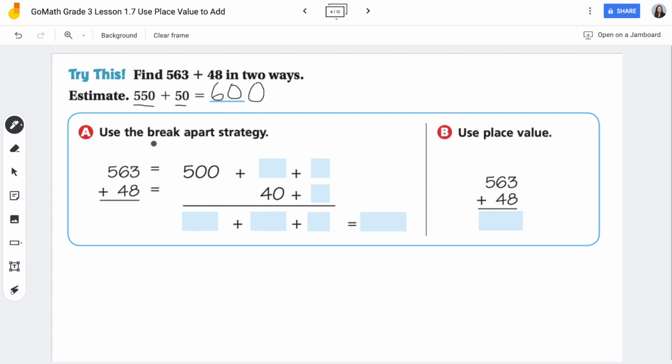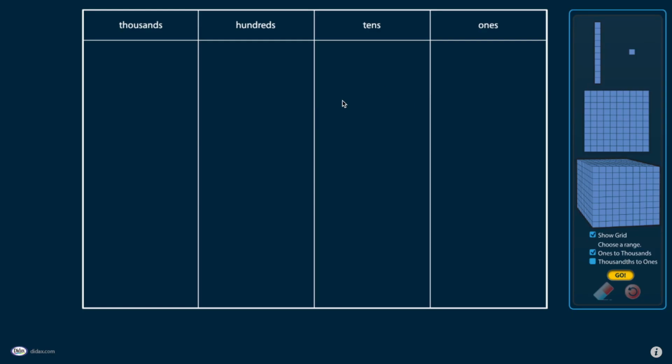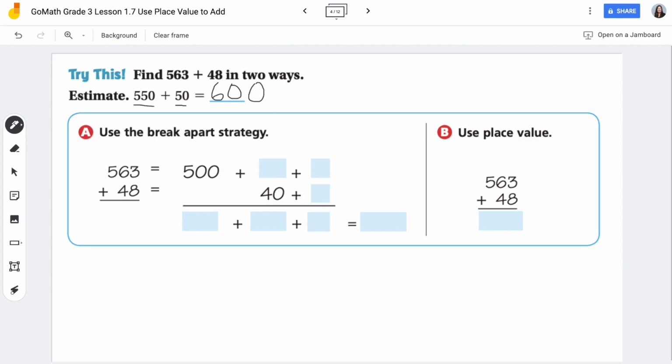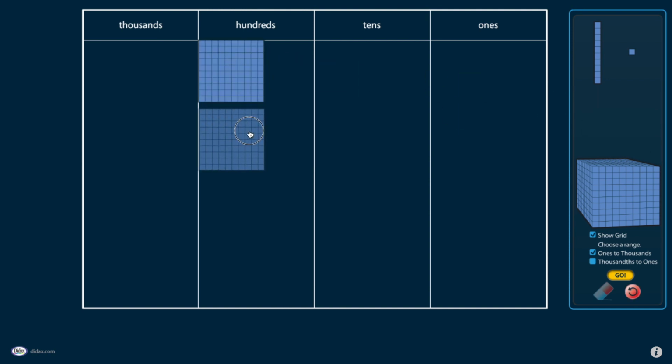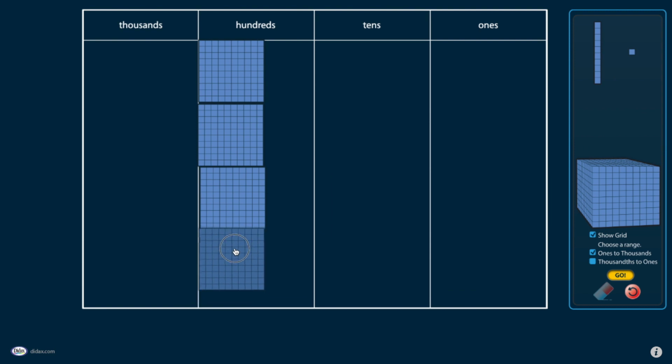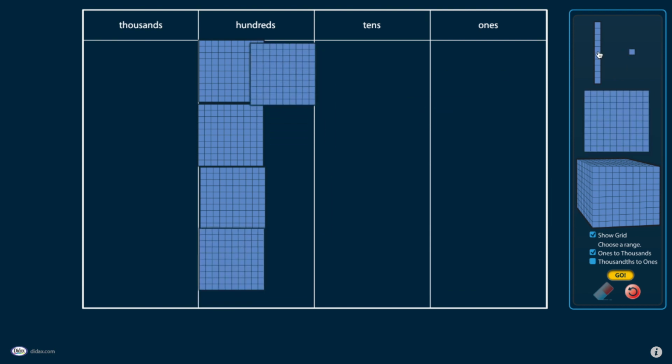Now let's use the break apart strategy. And I wanted to show you on a digital place value board how we might do that. So 563 is the number that we're going to break apart, right? I'm going to put 500 blocks. 1, 2, 3, 4, 5. To overlap a little. 63. So I put 6 tens. 10, 20, 30, 40, 50, 60. It helps me to organize them and group them.